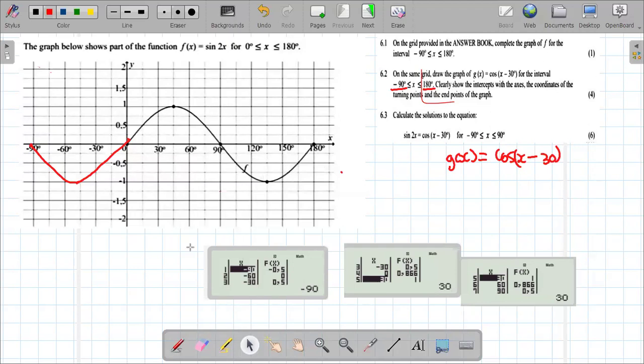Negative 90, it's negative 0,5. Negative 90 is negative 0,5. Negative 60, it's 0. Sir, not positive. Okay, 0,5, it's negative 0. For negative 90, the dot should be below. Negative 90 is negative 0,5. Yes.